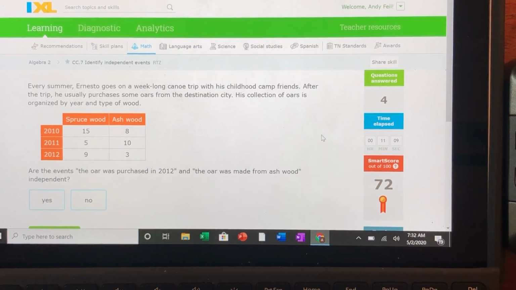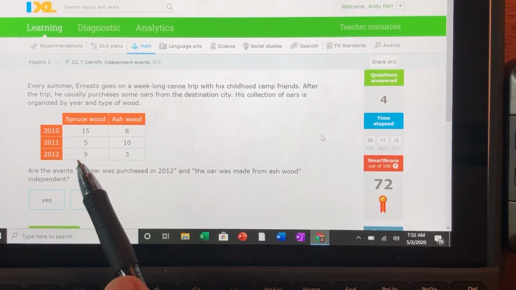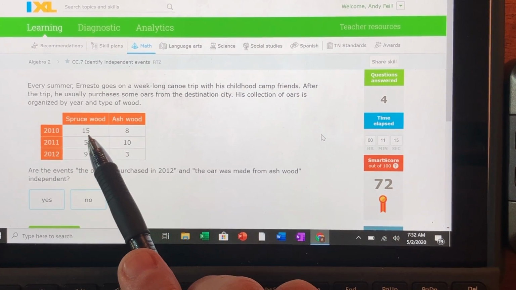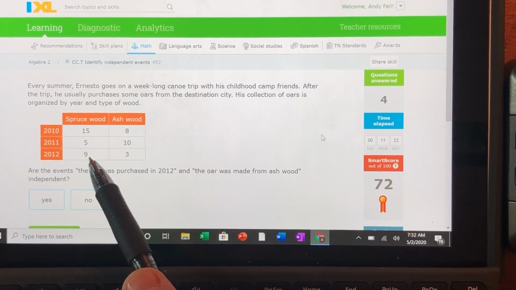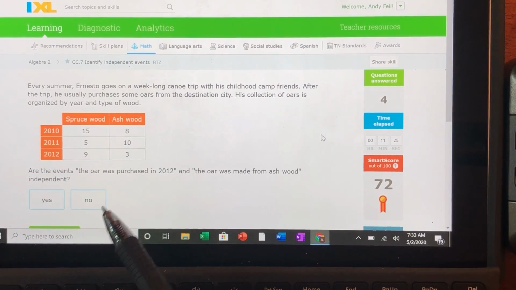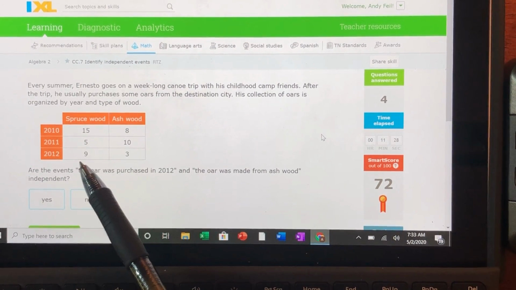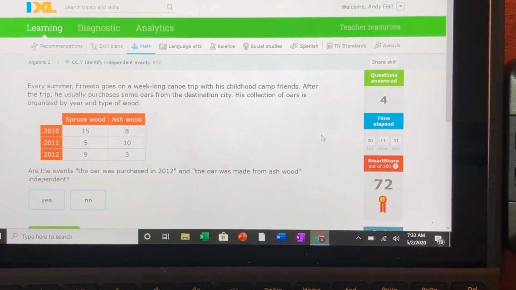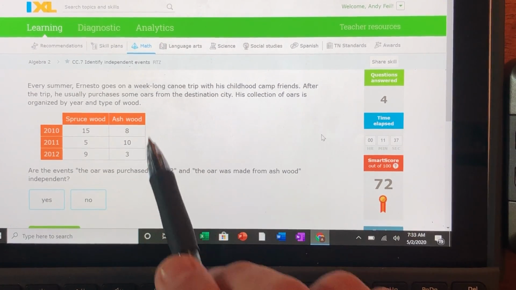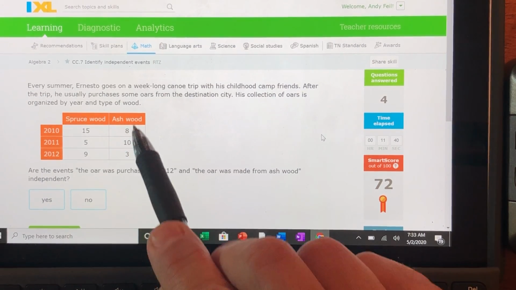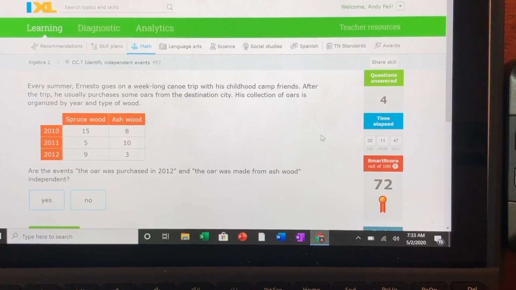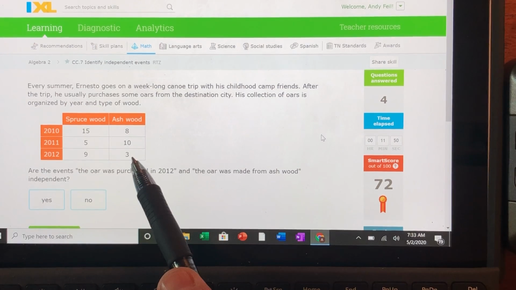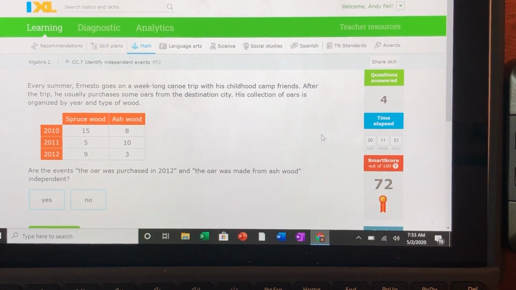Okay, what's the probability that it was purchased in 2012? Let's see, if we add all these up, 15 and 5 is 20, 30, 41, 50. It looks like we have 50 altogether here. So what's the probability that it was purchased in 2012? That would be 9 and 3, which is 12 out of 50. I'm going to write that down on the paper. I'll bring it over in a second. What's the probability that it was made of ash wood? Well, 8, 10, and 3 is 21, so that's 21 out of 50. And that it was 2012 and made of ash wood would be 3 out of 50.